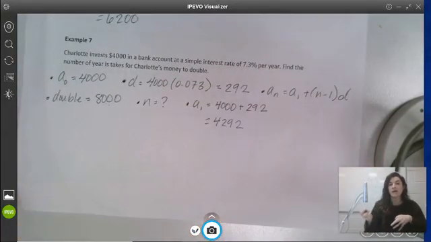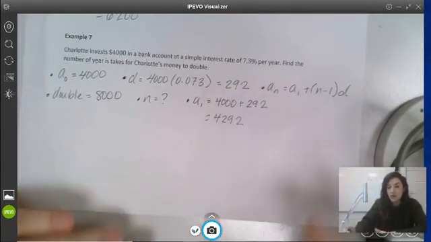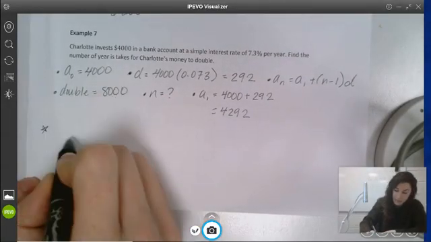So now I've created a list of things that I can use in this formula, and now I have a plan of, oh, I've got everything I need to plug into this formula except for n, and so I can solve for n.